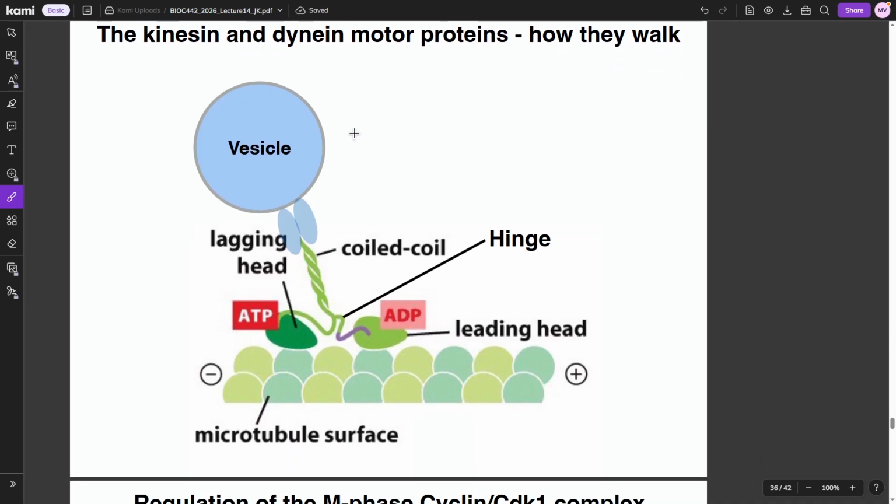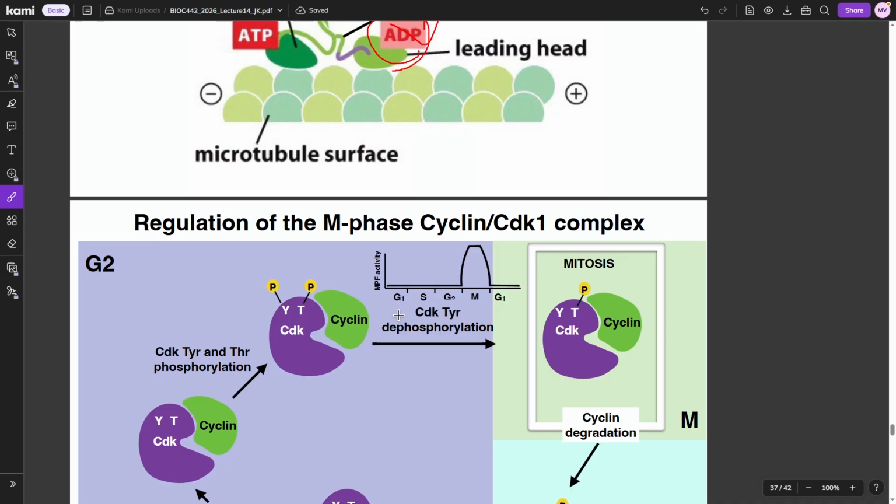Kinesin and dynein, remember, how do they walk? Remember the mechanism of hydrolyzation, and then movement, and then attach another one here, and then keep going, right? Just a good process to remember.